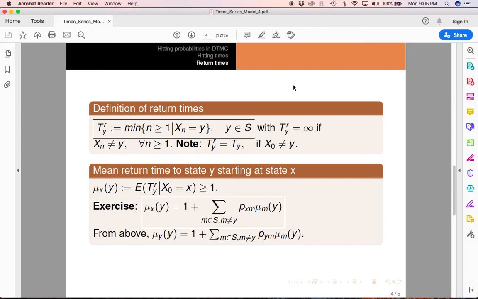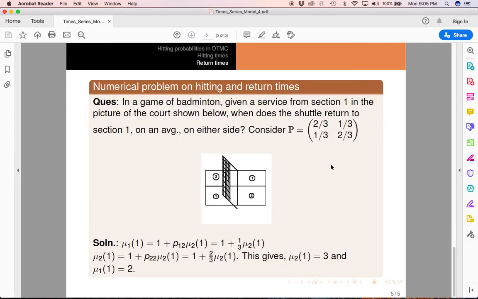And in particular, the return time beginning from that state, mu sub y, would be the same expression, just replace the x by a y. So this will become clear if you look at an example, and I'll give you the sketch of the solution and I actually ask you to work this out in more detail.